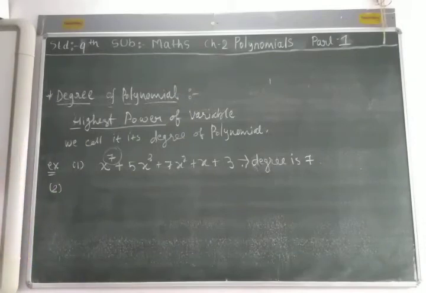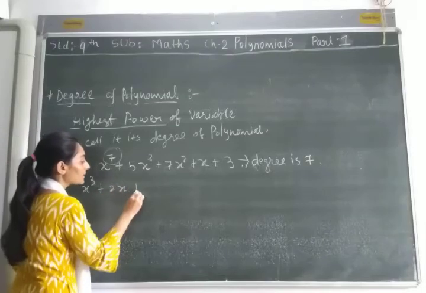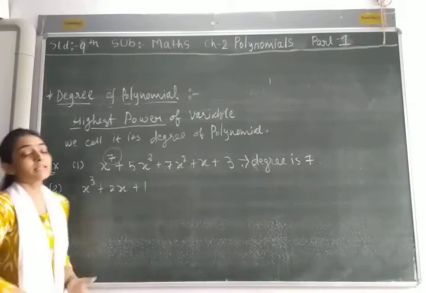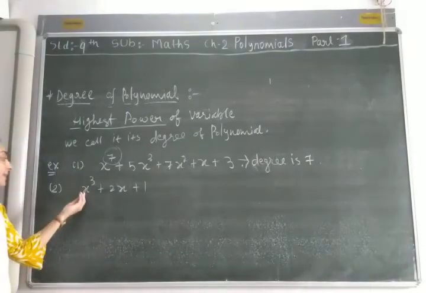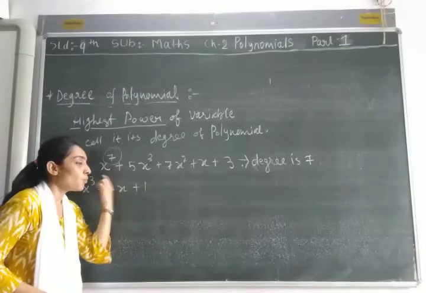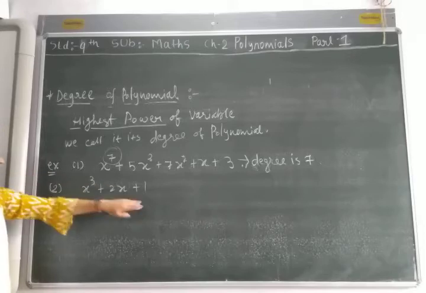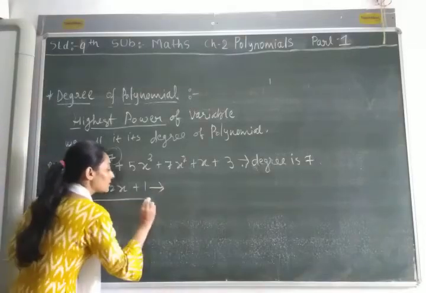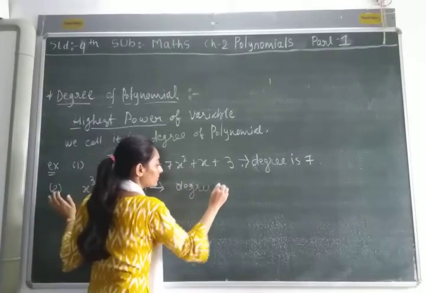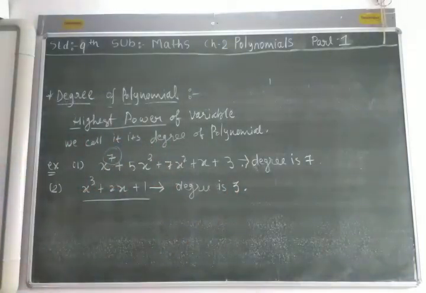Let's take one more example. Say x to the power 3 plus 2x plus 1. Can you identify which term contains the highest power? x to the power 3, the first term only. Is there any other term that contains more than 3? No. So we can say that 3 is the degree of this polynomial.